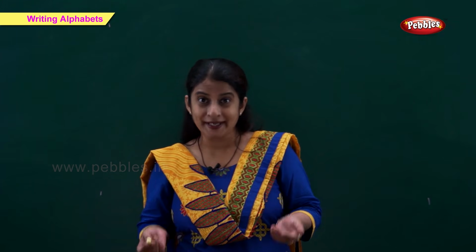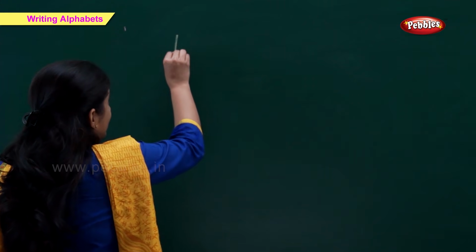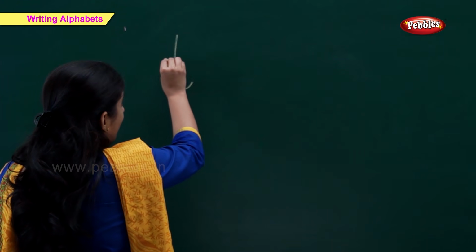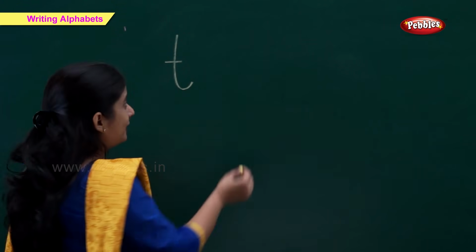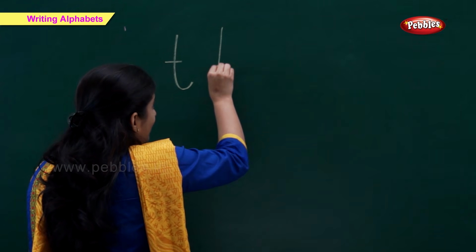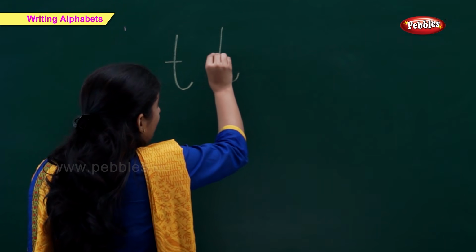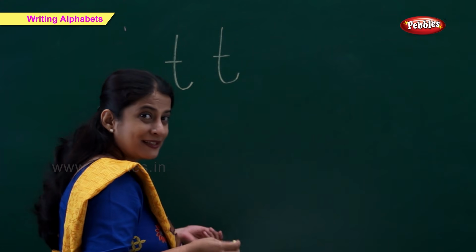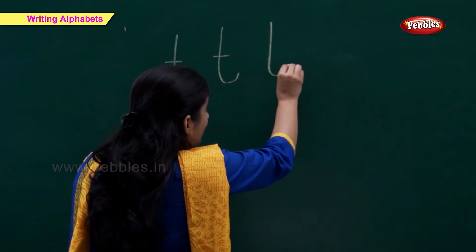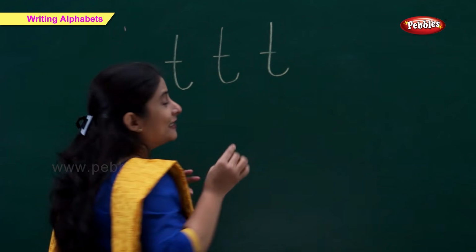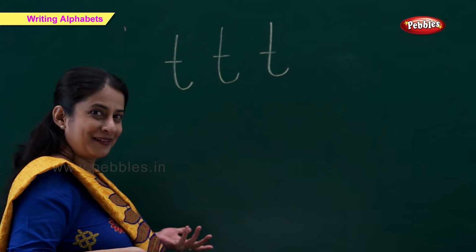Now we are going to write T. Small t. Standing line with a curve and a sleeping line makes T. Small t. Standing line with a curve and a sleeping line makes small t. Again, standing line with a curve and a sleeping line makes small t.